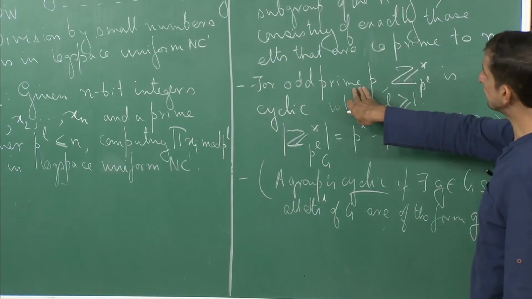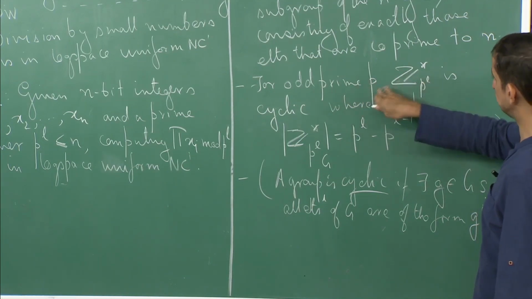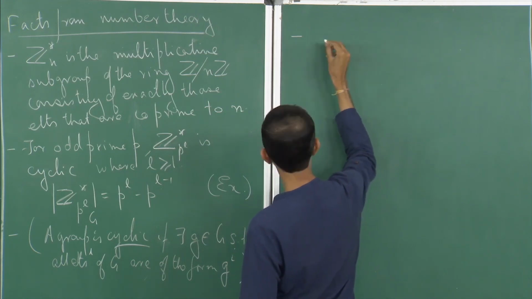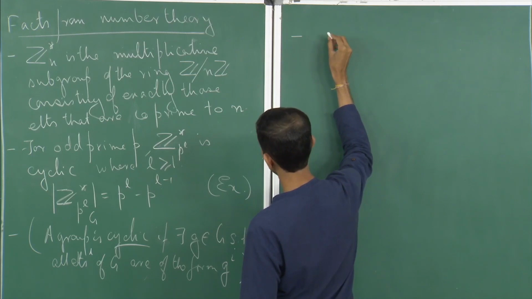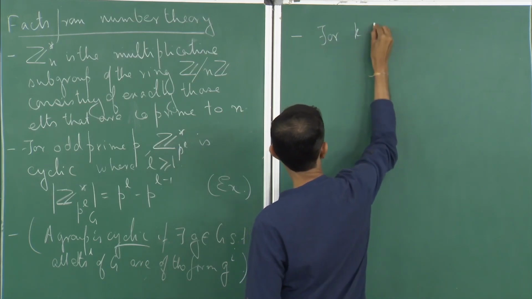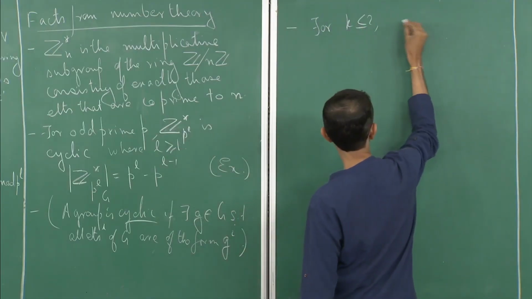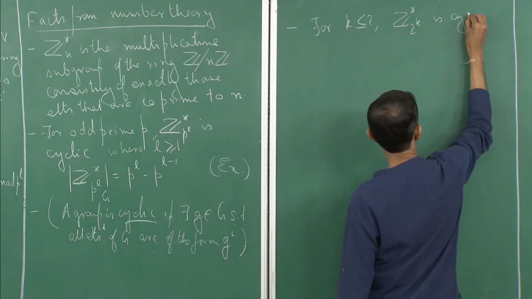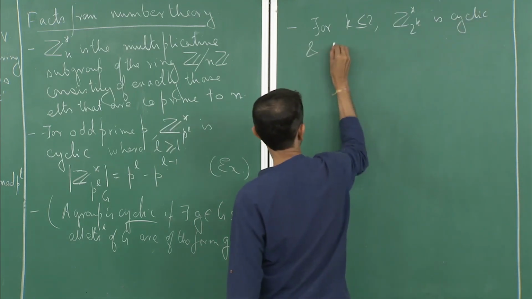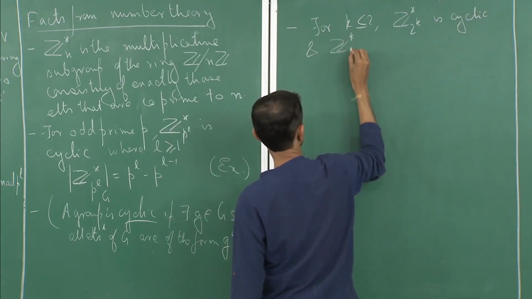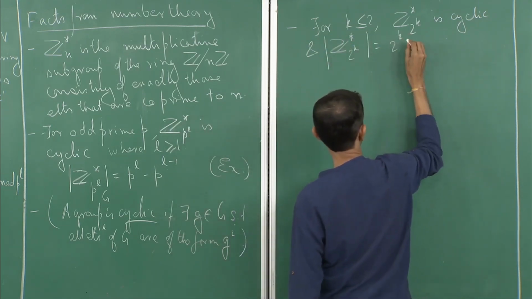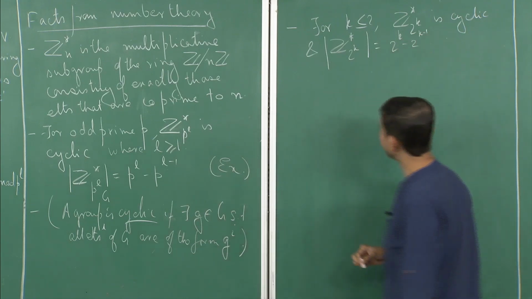Now what happens when p is the prime 2? For k less than or equal to 2, the same result holds, that is, Z star 2 to the power k is cyclic and has order 2 to the power k minus 2 to the power k minus 1.